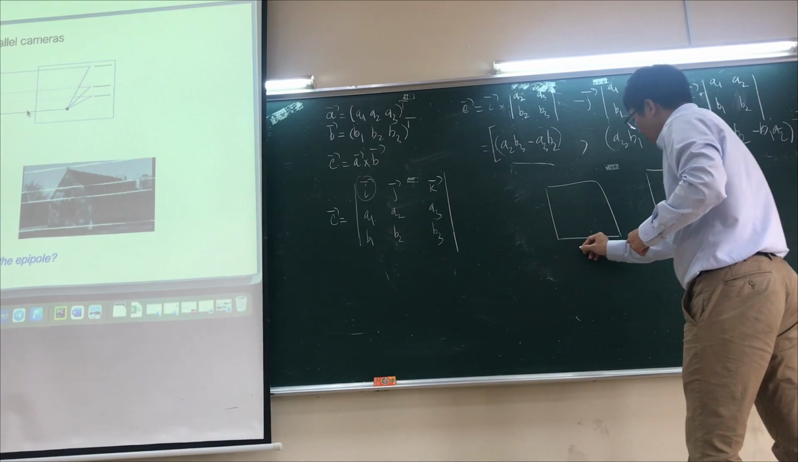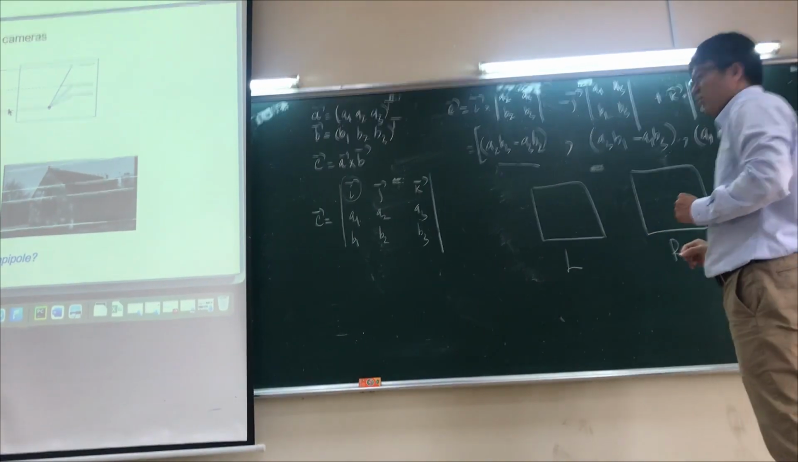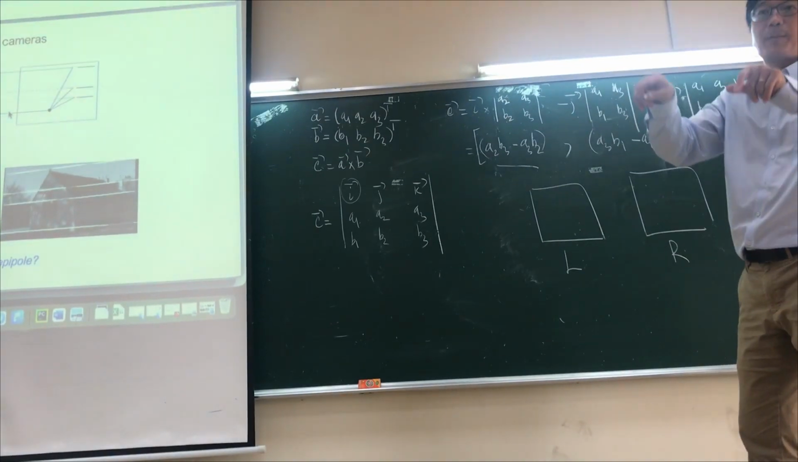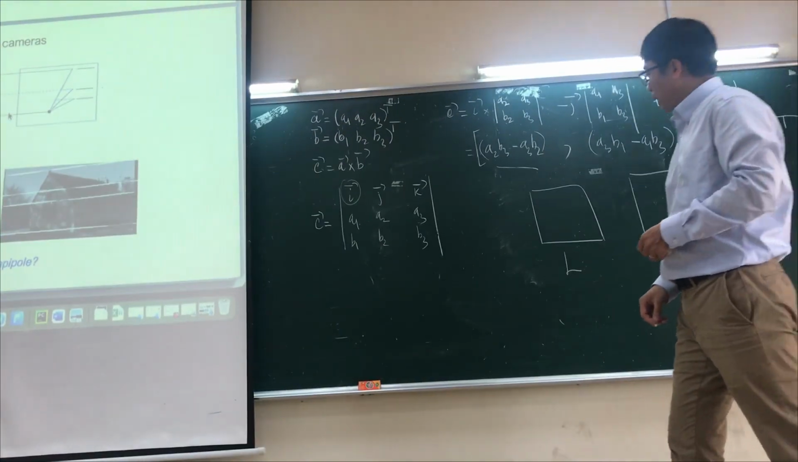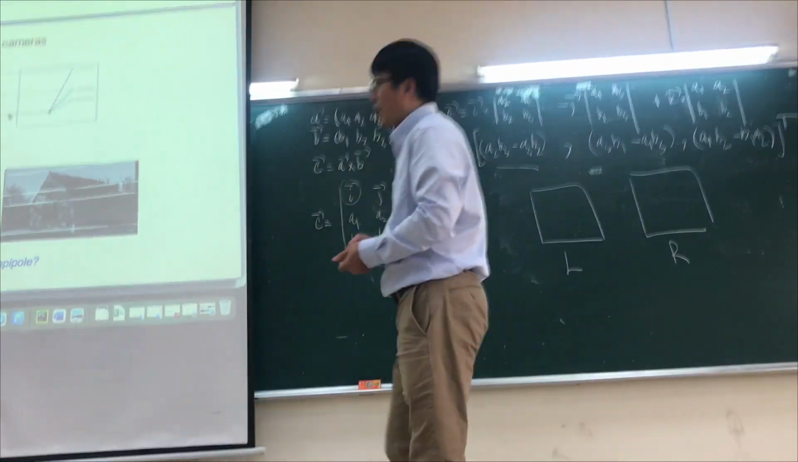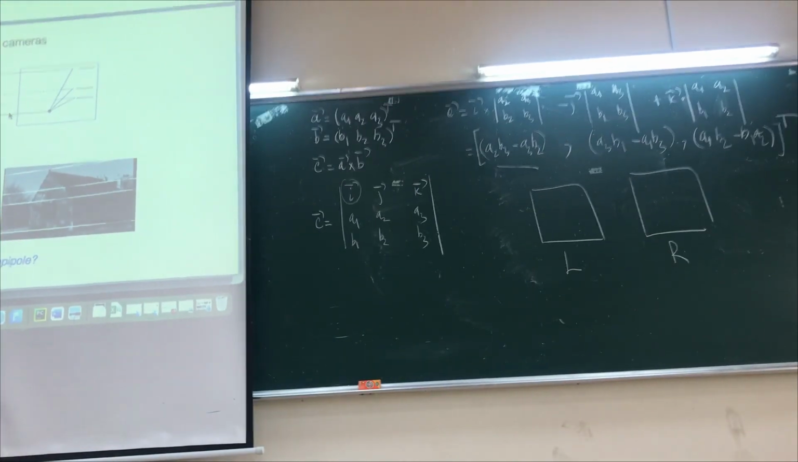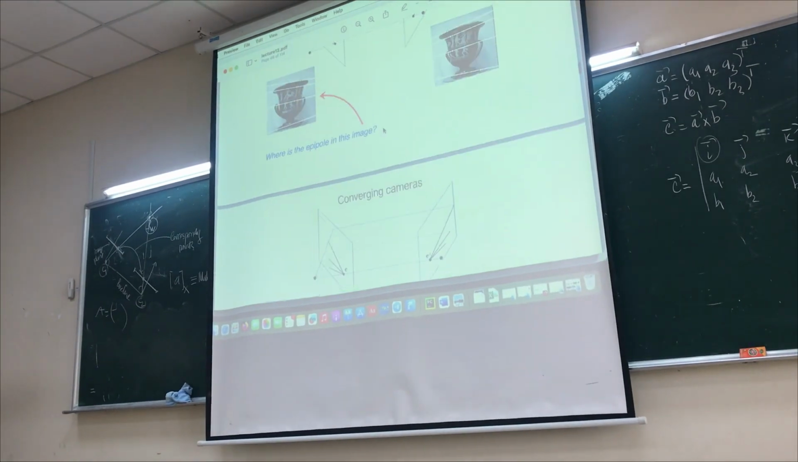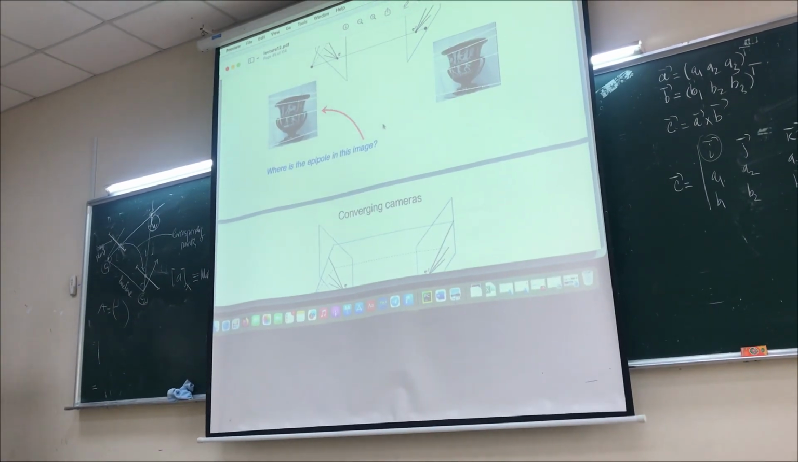For a camera on left or camera on right, it is not correct to treat it as asymptotic. When the cameras converge, you can see that it will give you a point on the left image.